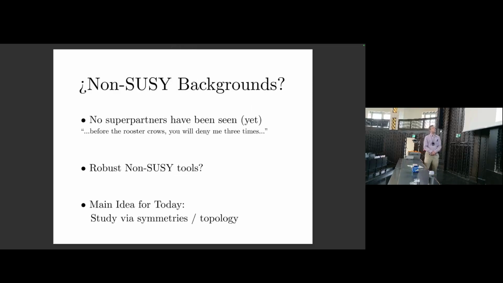So what about non-supersymmetric backgrounds? First of all, supersymmetry is broken, so you're going to have to deal with that eventually.